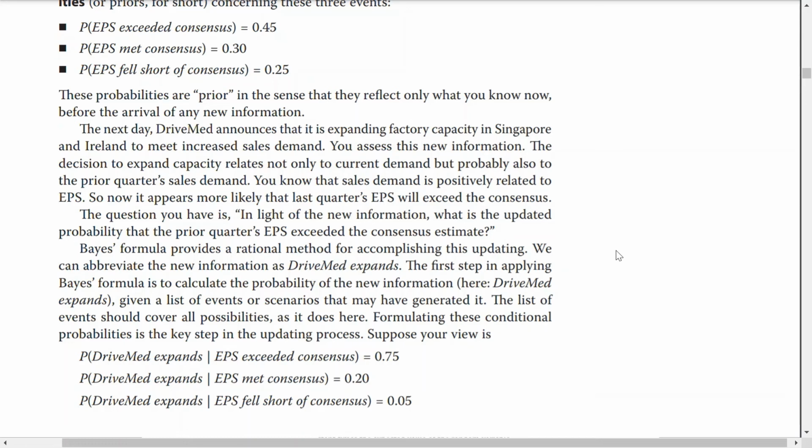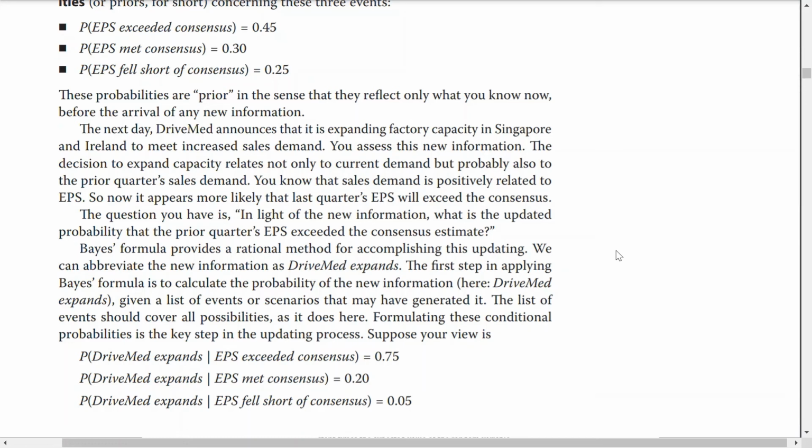The decision to expand capacity relates not only to current demand, but probably also to prior quarters' sales demand. You know that sales demand is positively related to EPS, so now it appears more likely that last quarter's EPS will exceed the consensus. The question you have is, in light of the new information, what is the updated probability that the prior quarter's EPS exceeds the consensus estimate? Bayes' formula provides a rational method for accomplishing this update. We could abbreviate the new information as "DriveMed expands."